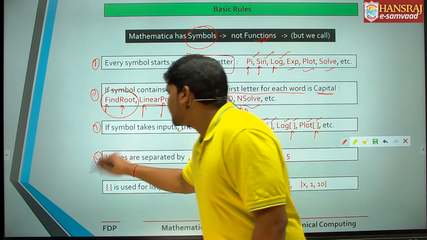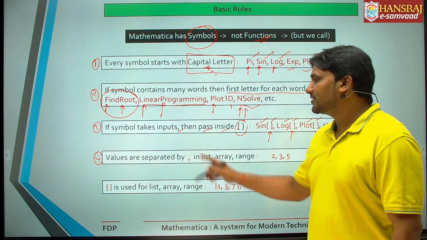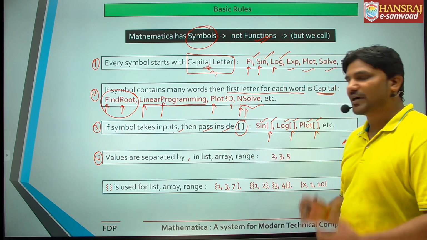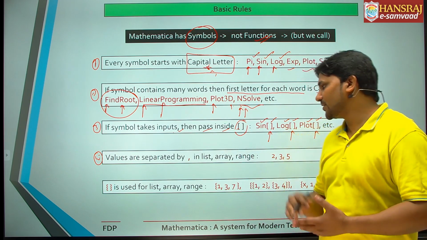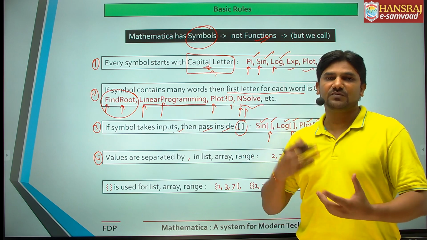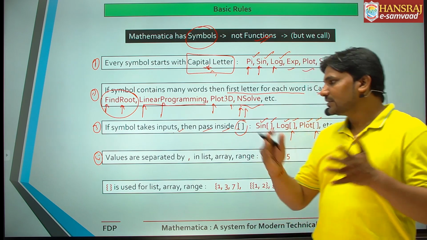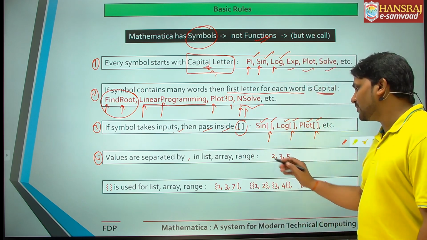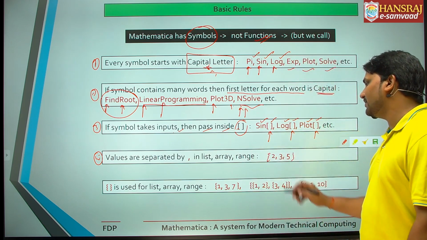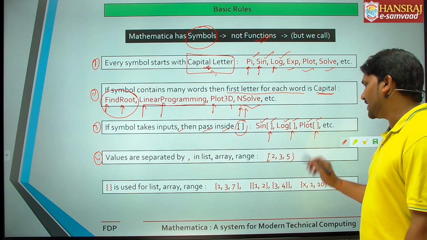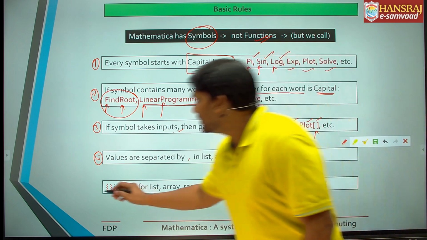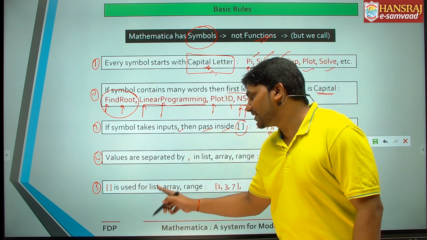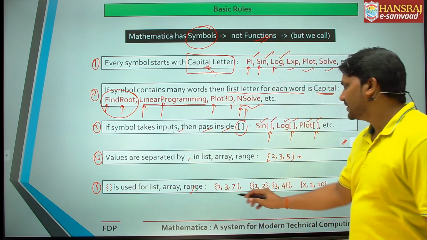Fourth, values are separated by commas in a list, array or range. Whatever you are using, a list, an array, matrices, or a range, all the values should be separated by commas. For example, if you want to write 2, 3, 5, like this. And the fifth rule is, curly brackets are used for a list, array, or range, like this.